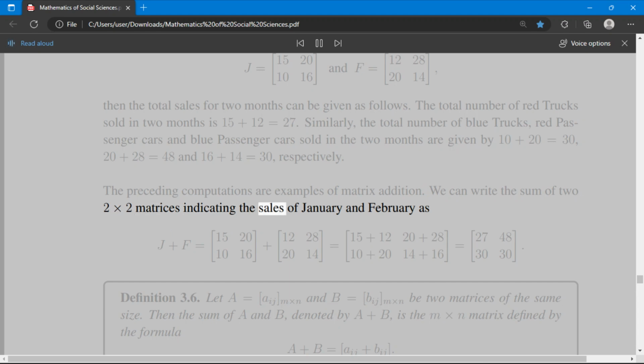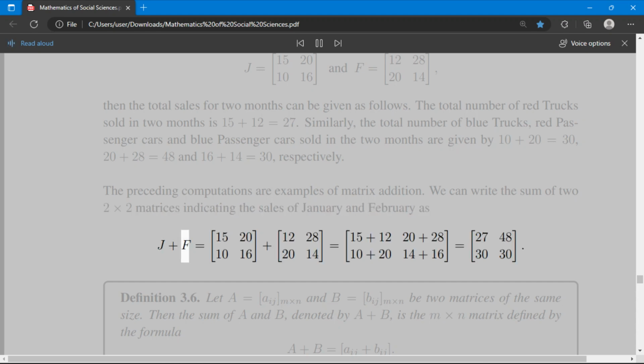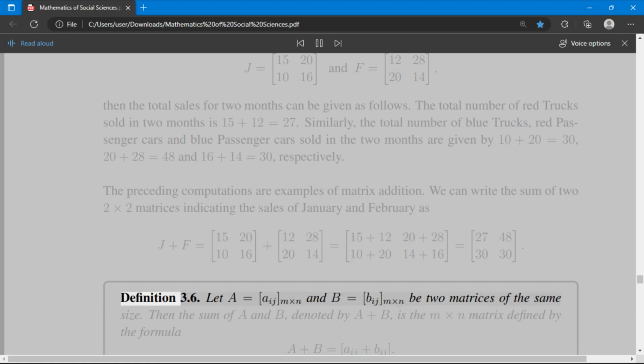We can write the sum of 2 times 2 matrices indicating the sales of January and February as J plus F equals 15 20 10 16 plus 12 28 20 14 equals 15 plus 12, 20 plus 28, 10 plus 20, 14 plus 16, equals 27 48 30 30.